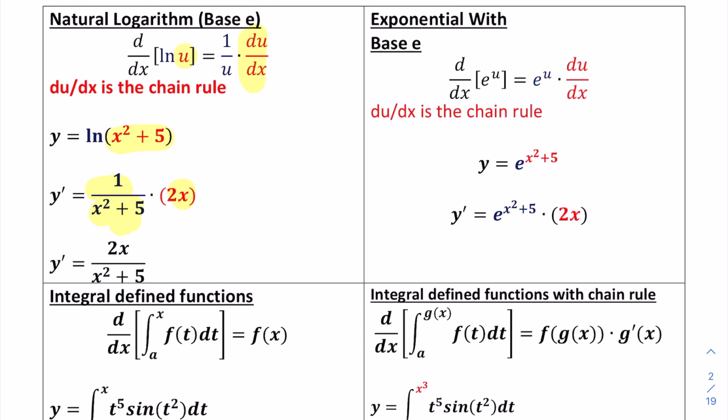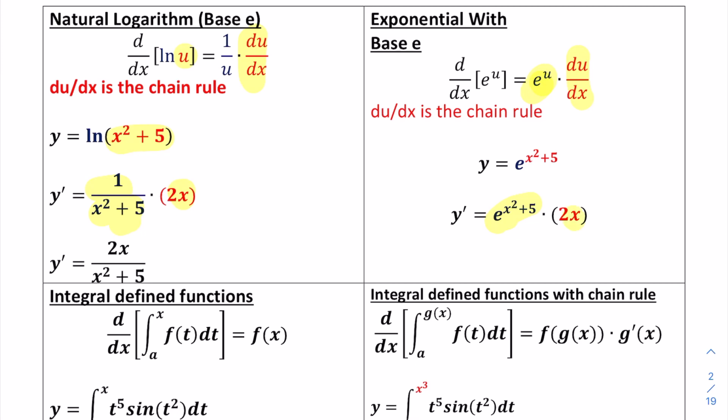Your exponential base e derivatives. We love e because it has a very simple derivative. Your e to the u, which in this case u is some sort of function of x. It's just going to be, rewrite it. That's your rule. It's itself. But then you have to deal with the chain rule. So du dx is the derivative of that exponent. Okay, and that is going to be the chain rule. So if we have e to the x squared plus 5, we just rewrite that e to the x squared plus 5 times the derivative of the inside function.